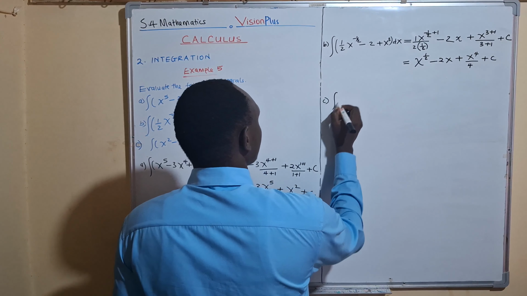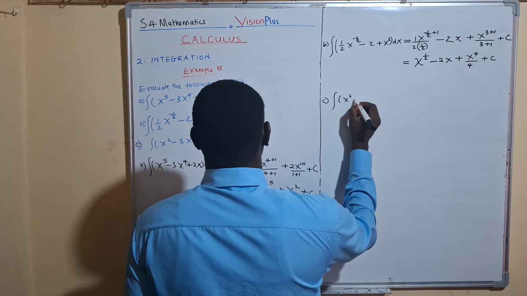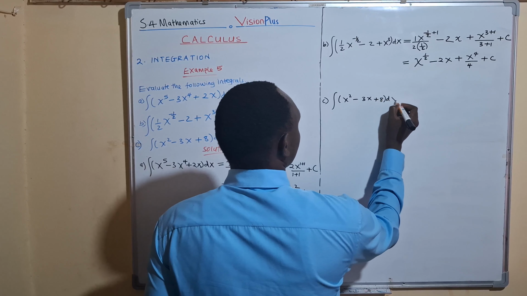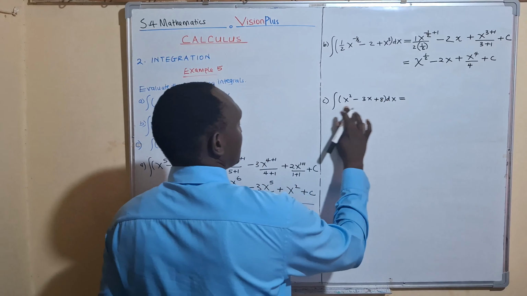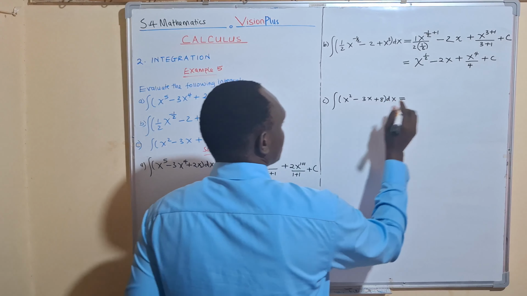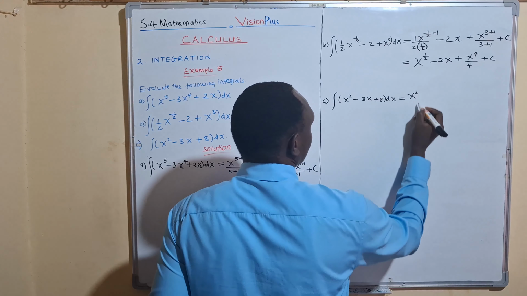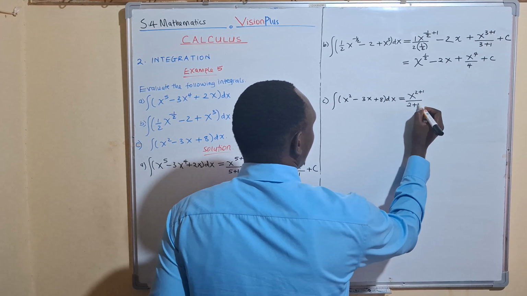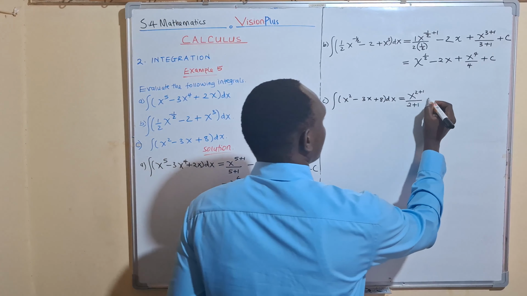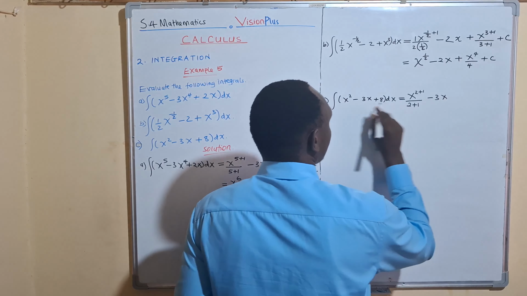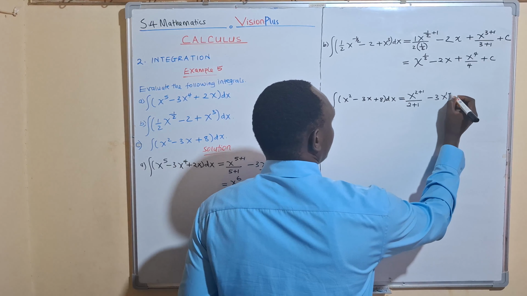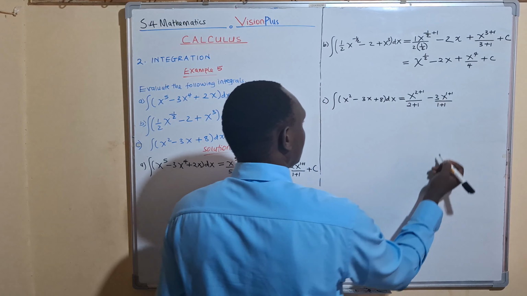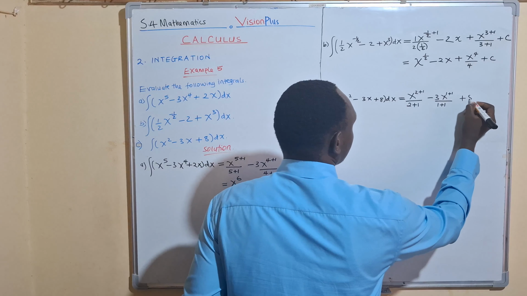Part C says we have integral of x squared minus 3x plus 8 dx. This means that we integrate the given function with respect to x. So if we integrate x squared, we shall add 1 here, and then we divide by the new power, which is 2 plus 1. We have integrated that. Minus 3x. This x has a power of 1, plus 1 to get the new power, divide by 1 plus 1. And then plus 8. 8 is a constant.